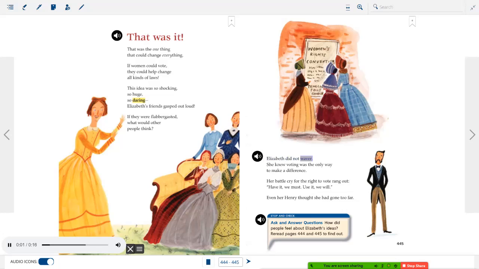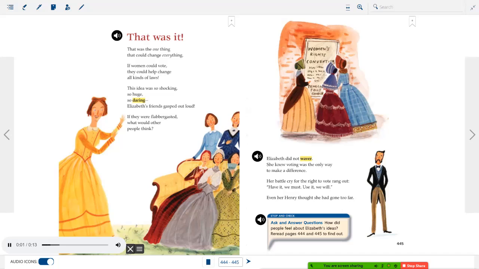Elizabeth did not waver. She knew voting was the only way to make a difference. Her battle cry for the right to vote rang out, "Have it we must, use it we will." Even her Henry thought she had gone too far.